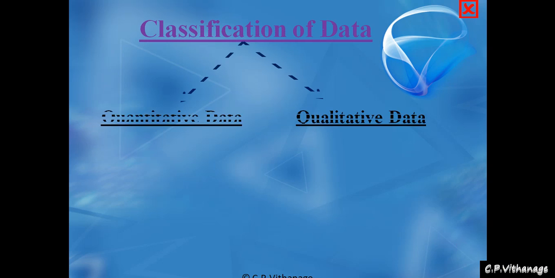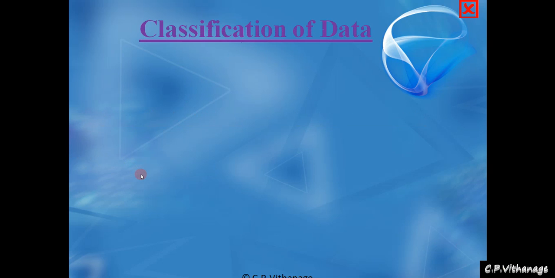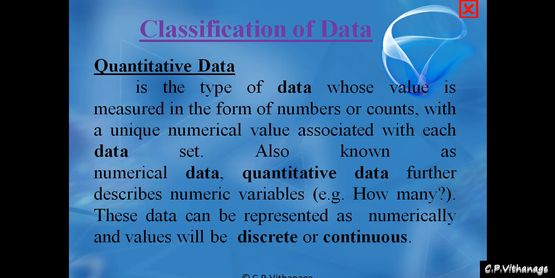So when we consider this data, we can classify two main data types. One is quantitative data and the other one is qualitative data. Quantitative data means you can measure those data. It's a numerical value. There are two types of numerical values: discrete, that is whole numbers, and continuous, that's fractional numbers, right? These are the quantitative data where you can measure, you can give a number.